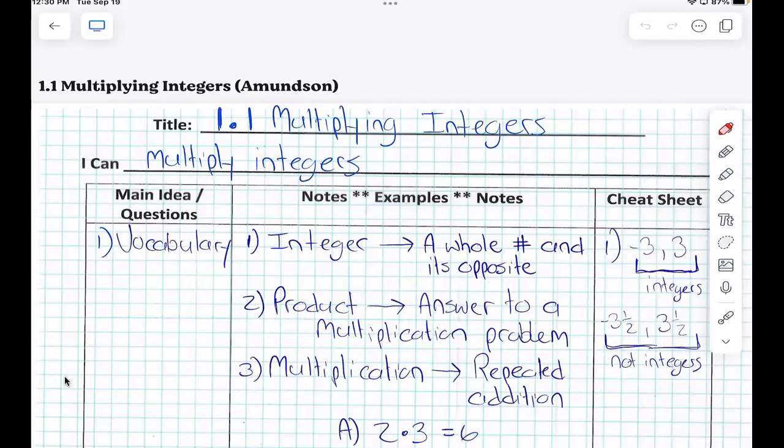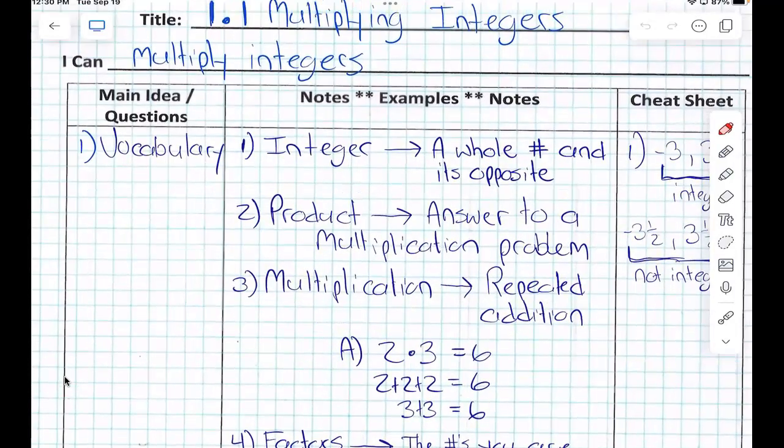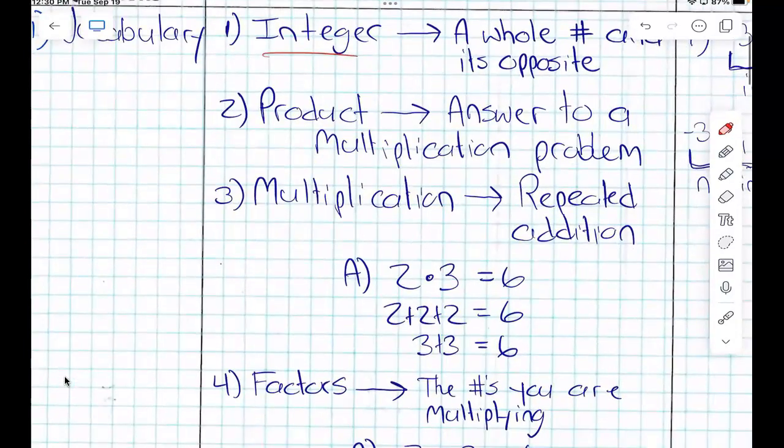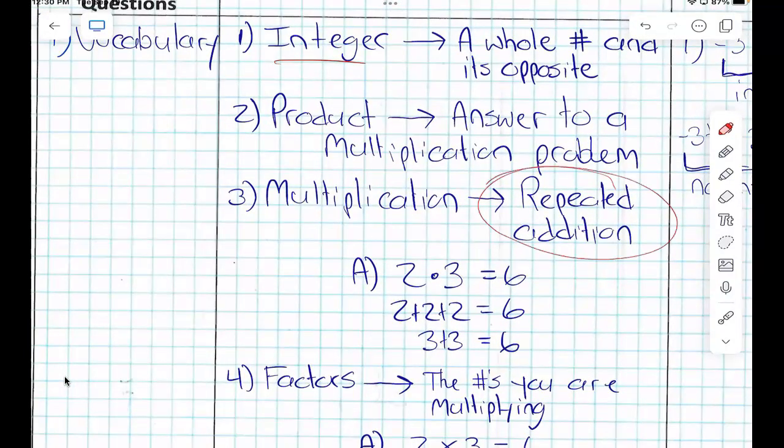All right, first note you ever took as a fifth grader was the word integer. We said an integer was a whole number and it's? Opposite. This is all you got to do, guys. You're doing great. We actually talked about what multiplication was, and we said multiplication is nothing but repeated addition.